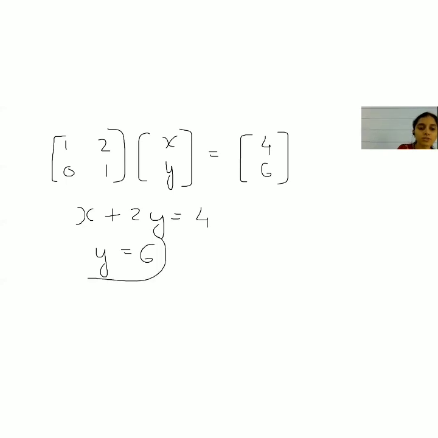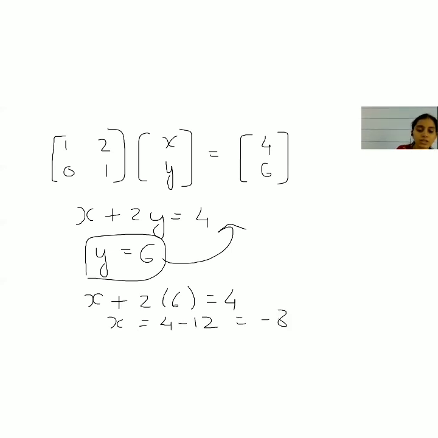Now, if you observe, I've already got the value of y. I'll use this value and substitute it in the equation above. So x plus 2 into 6 is equal to 4. 2 sixes are 12. So x is equal to 4 minus 12, that is minus 8. So we get both the values of x and y.